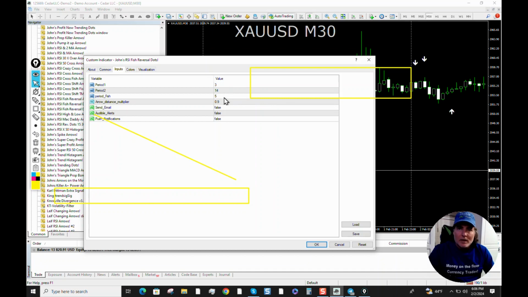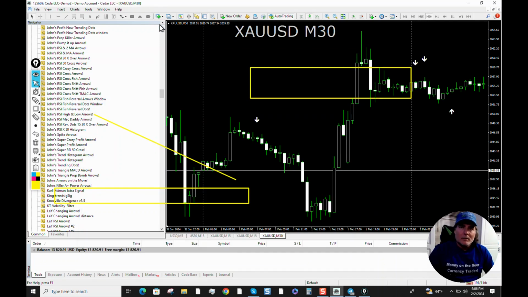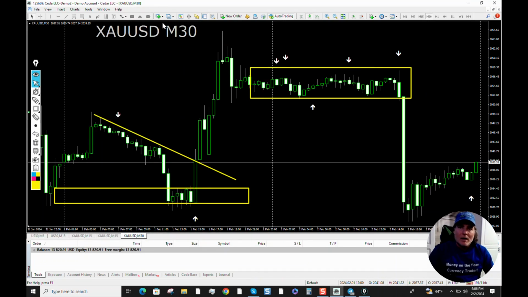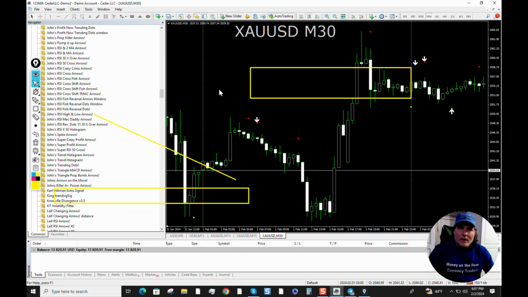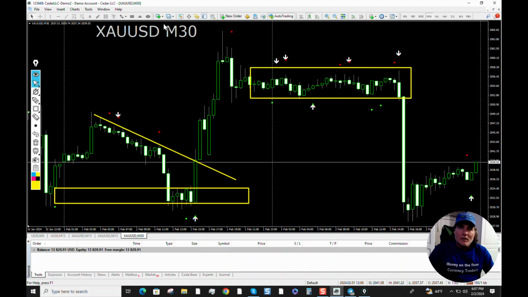We got 3, 14, 5, 9. Everything is off. Standard is great. And what those are is RSI crossings. They became very important to me, using the RSI cross, because that is momentum. It shows momentum in the market. There they are. Okay, great. Now we got it. So now I see why this is so important.